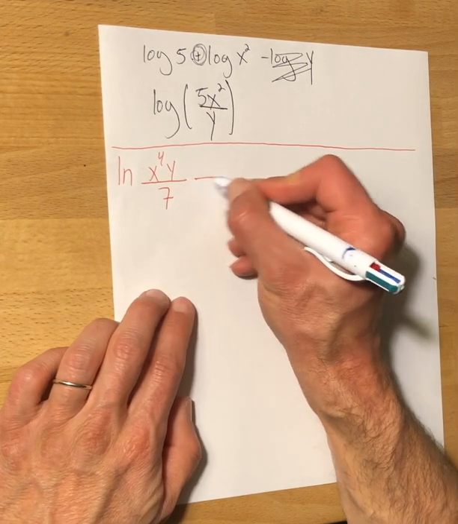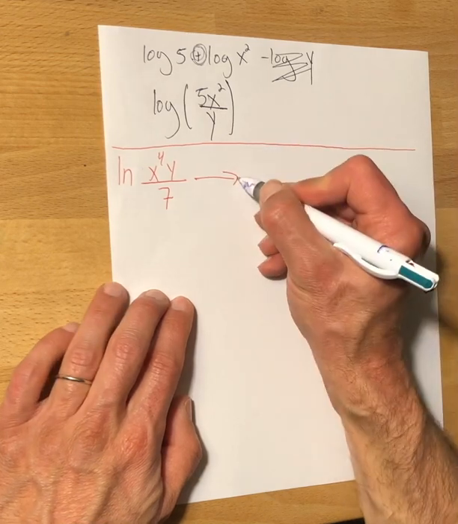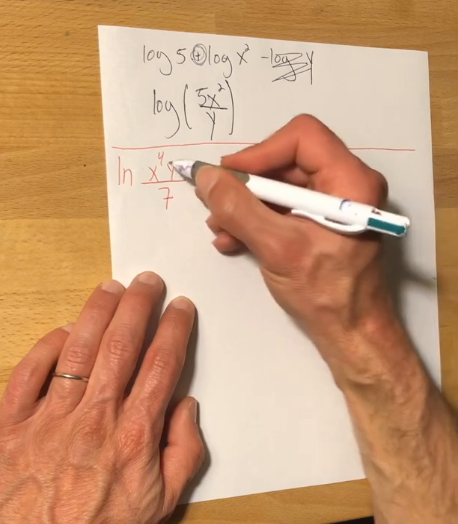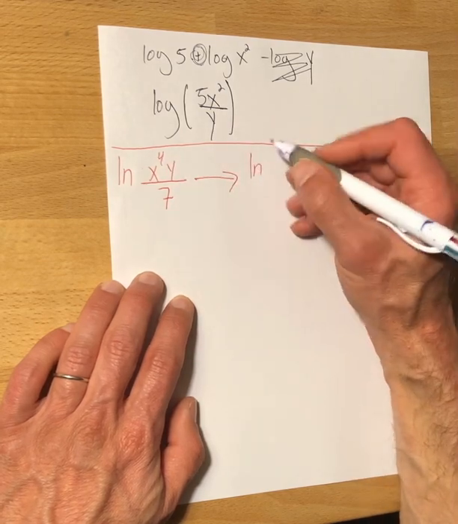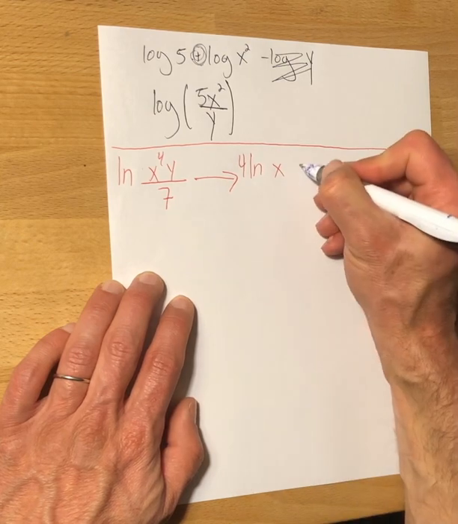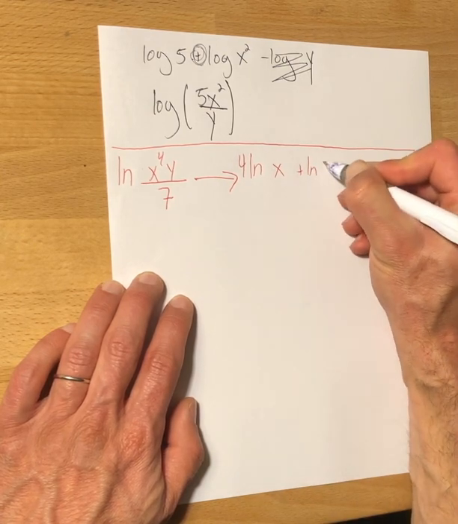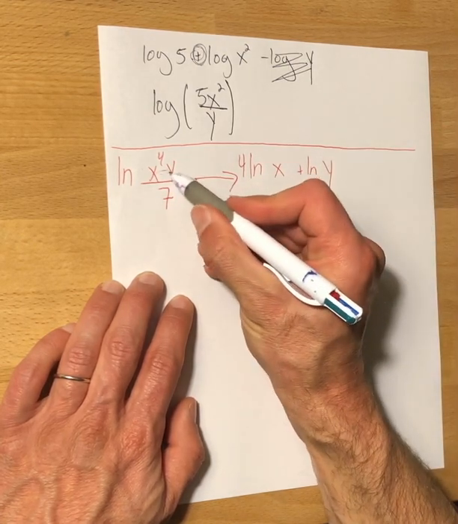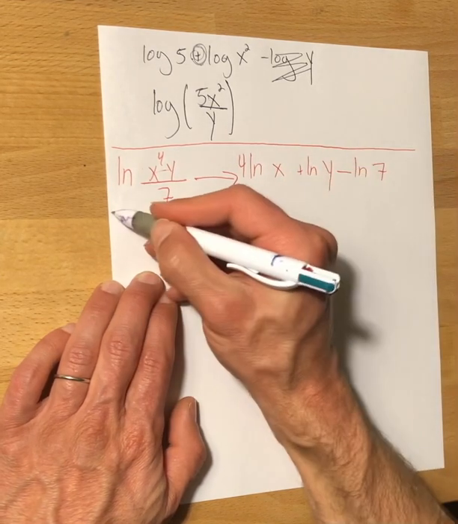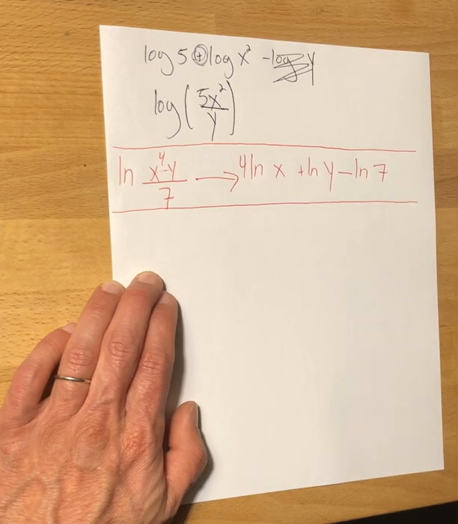Okay, so if I expand it, it's going to be natural log. I'm going to go a little faster. x to the 4th is going to go in front, plus natural log of y, because when you multiply, you add, minus natural log of 7. There it is. Hopefully you got that.